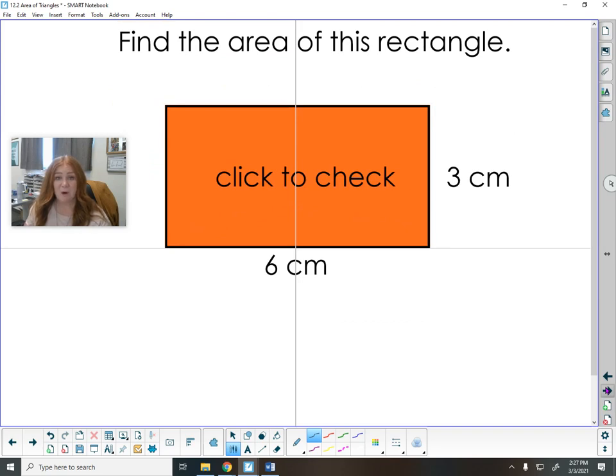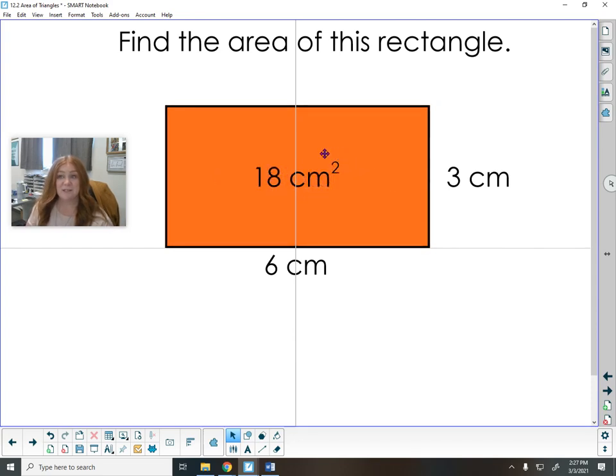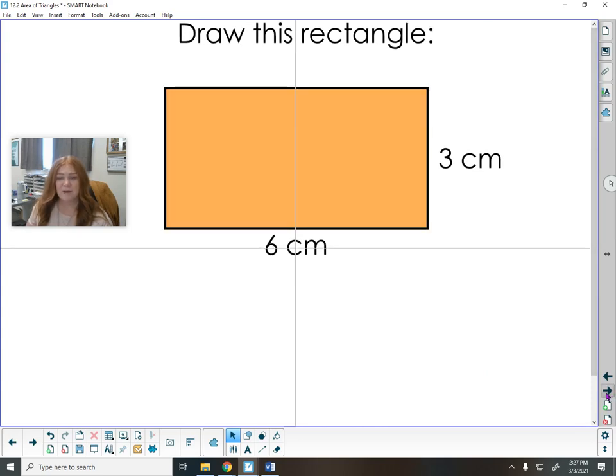Before we get going, I want you to think: what do you know about the area of this rectangle? See if you can find the area of the rectangle. 6 times 3, length times width, is 18 centimeters squared. So we could fit 18 squares inside that rectangle. Go ahead and draw that rectangle, 6 by 3.